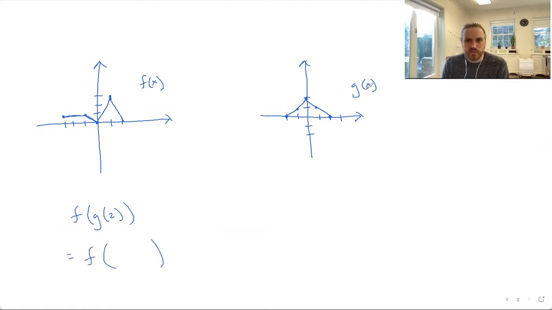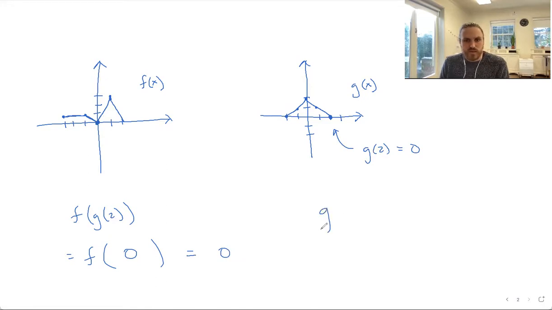So I'm going to come over to this graph over here and notice that g of 2 is actually 0, right? That's the y value where the x value is 2. So I'm going to plug that in for g of 2 because g of 2 is equal to 0. And now I need to find f of 0. So I can come over to this graph. I can see that f of 0 is 0. So that gives me 0.